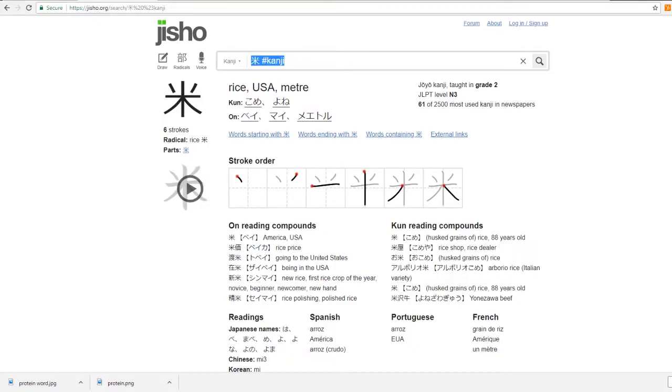Next thing we're going to look at is rice. This is also USA. It kind of looks like chopsticks grabbing a tree. So if you think of rice as a tree plant or something and you have the chopsticks, then you can grab the rice with it. Its kunyomi is going to be kome. I believe this is kome. Yeah, kome. And its onyomi is going to be bei.